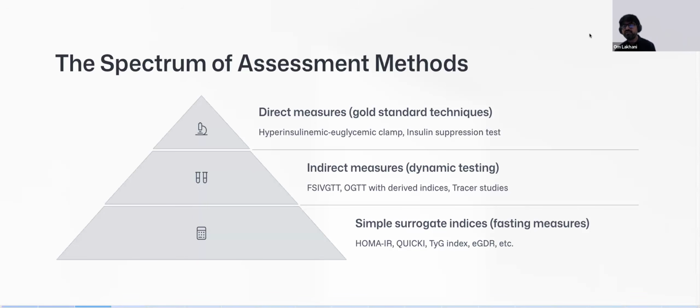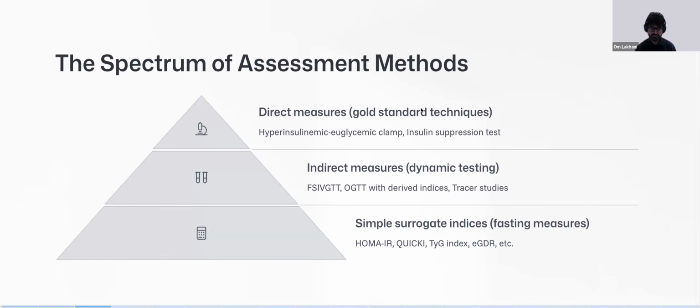So indirect measurements: you have oral glucose tolerance tests with insulin resistance calculation and certain tracer studies. And then the ones which we use in clinical practice, though I'm saying don't use them indiscriminately, are surrogate markers of insulin resistance, which are HOMA-IR, QUICKI, triglyceride glucose index, and eGDR. We'll discuss these things in a minute.